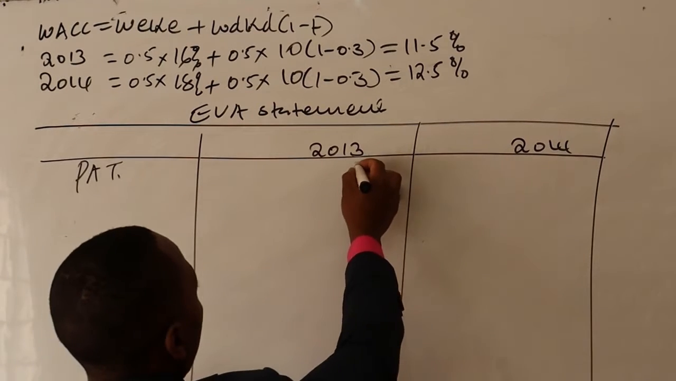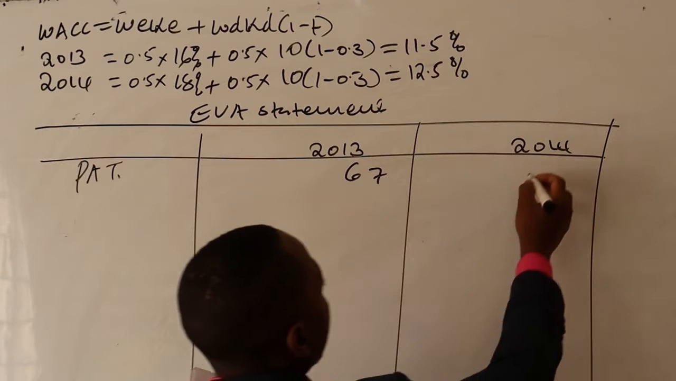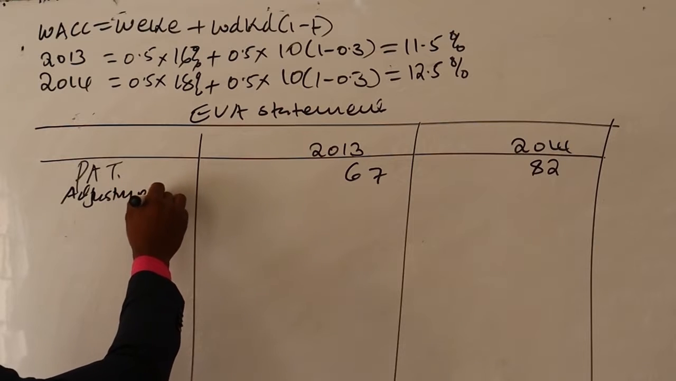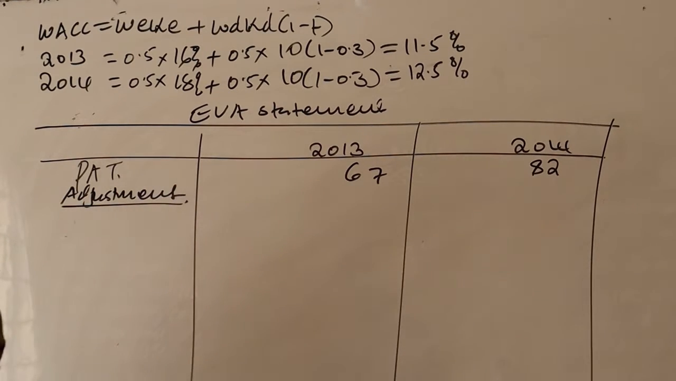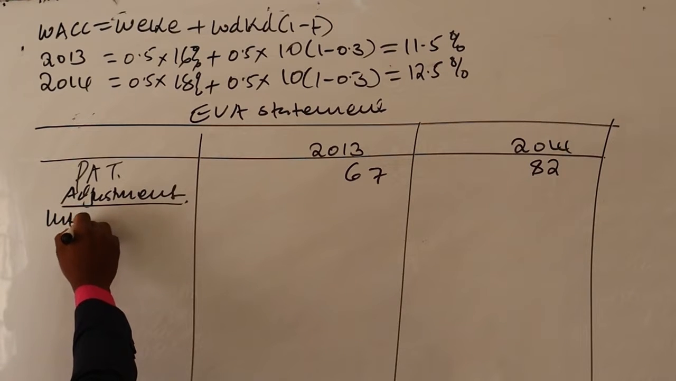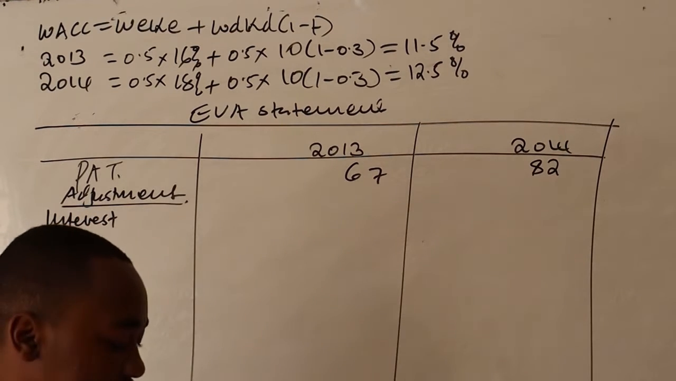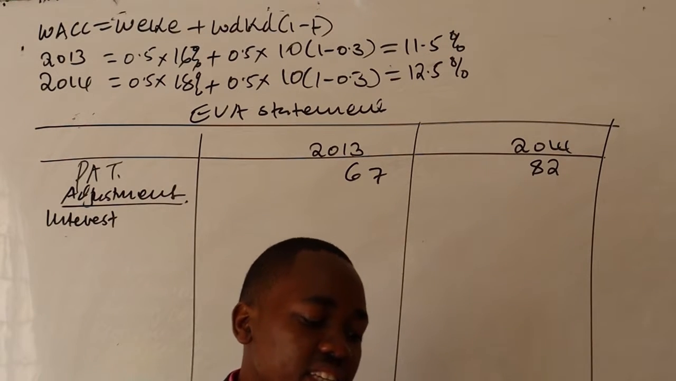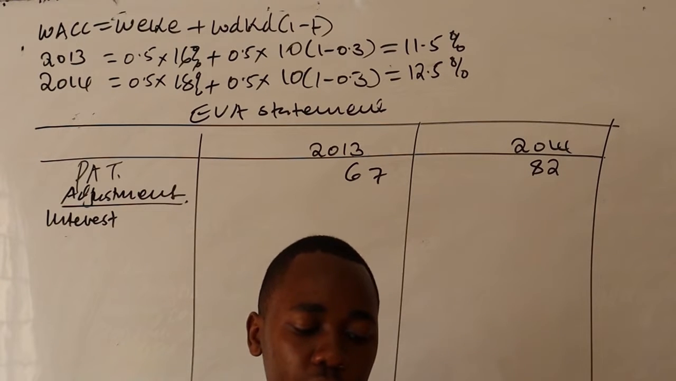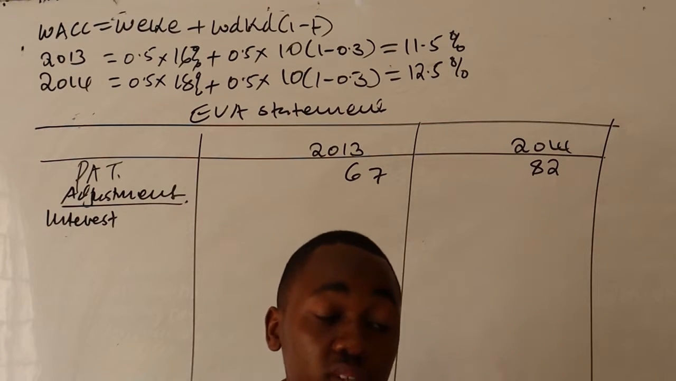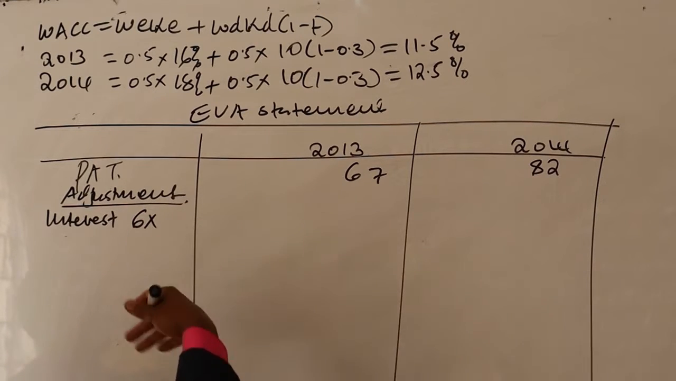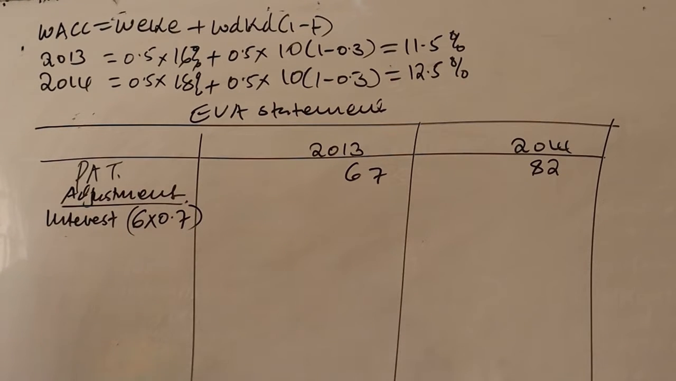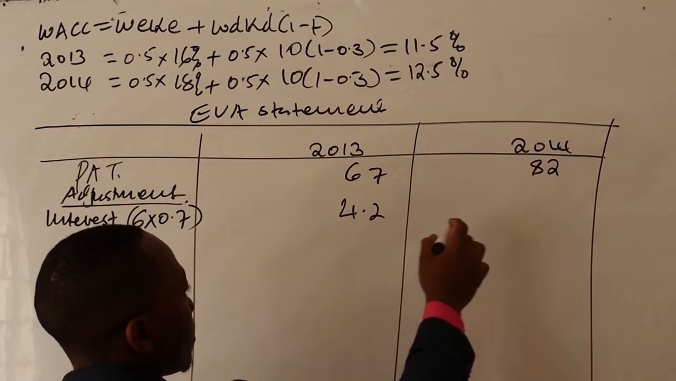For year 2013, it's 67. For year 2014, it's 82. And then we adjust. So let's do the adjustment. How do we adjust? Number one, we add back the interest, and the interest should be net of tax. Let's go to note number 9. You are told that interest payable amounted to 6 million per year for both 2013 and 2014. So the interest was 6, and we said it should be added back net of tax. So you multiply by 0.7. So what do you get there? It's 4.2.